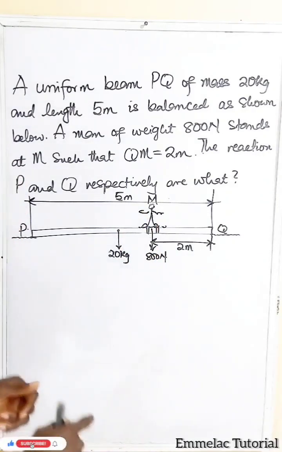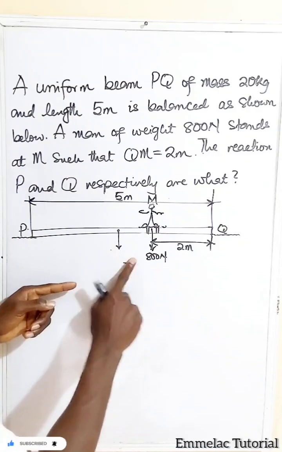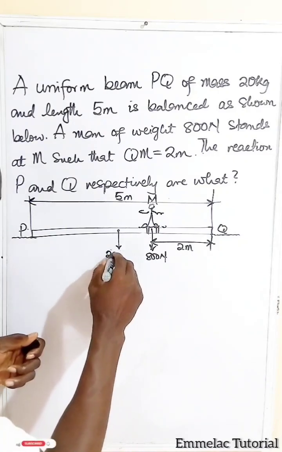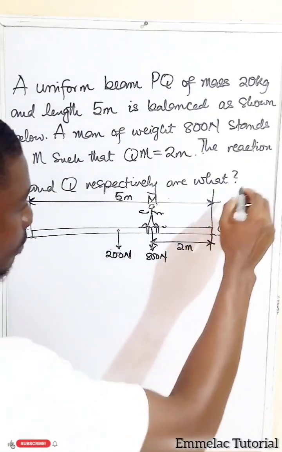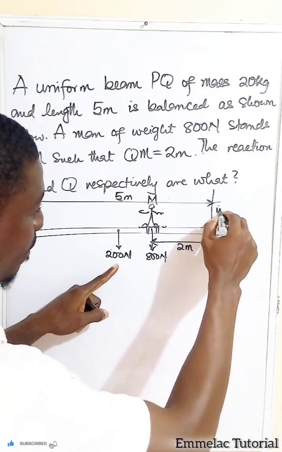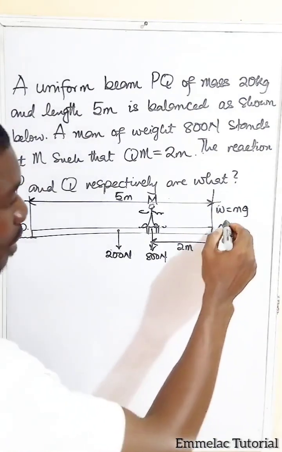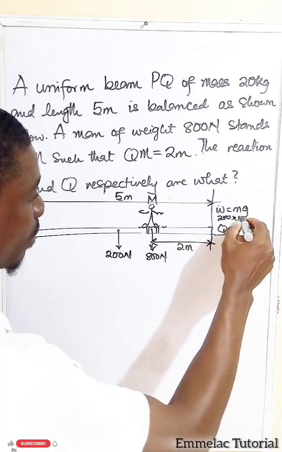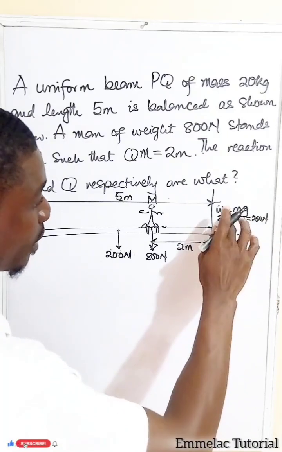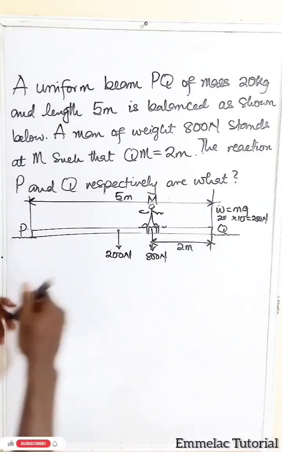Since we are dealing with Newton, the weight of the beam will become 200 Newton. Why? Because force, that is the weight, equals mass times acceleration due to gravity. So here we did 20 times 10, which gives us 200 Newton. And that's how I got this 200 Newton. Now take note that for it to react, it means they will be acting upward.